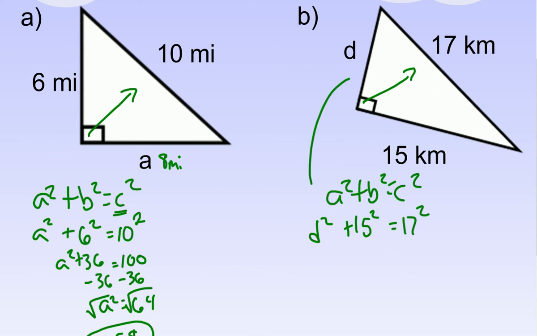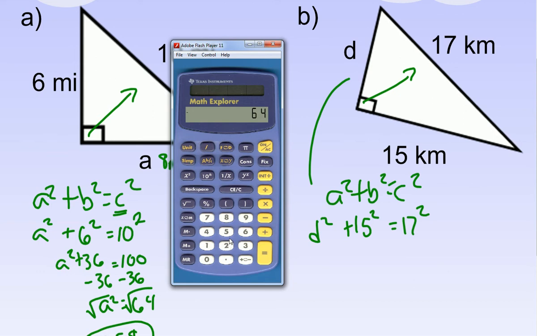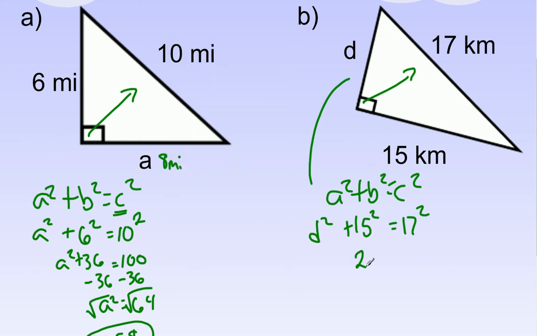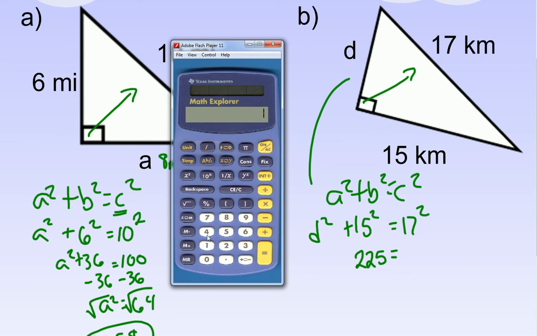15 squared. I think that's 225. 225 is what I think. Squared. There we go. 225 equals. I have no clue about 17 squared. 17 squared. 289.